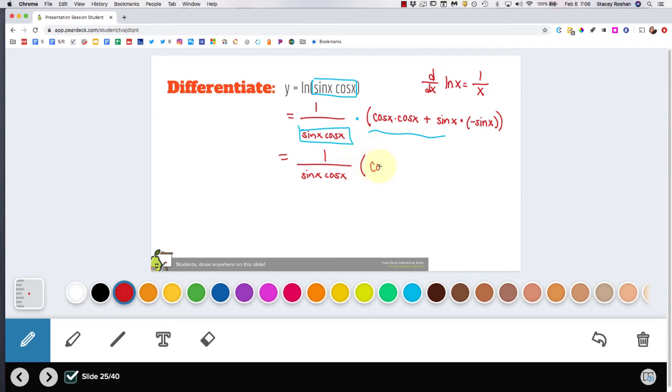And then I have cosine squared minus sine squared. And if you're tempted to say that's 1, no, it's not. Cosine squared plus sine squared is 1. So don't make that mistake. Just leave it like that. Don't simplify and make a mistake. There we go. That's good for me.